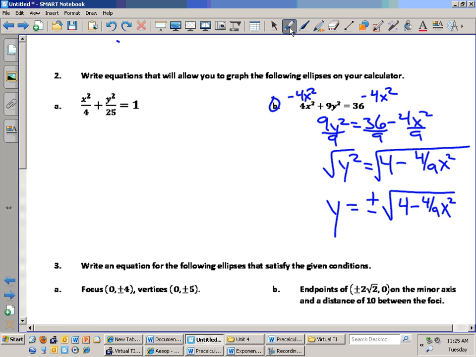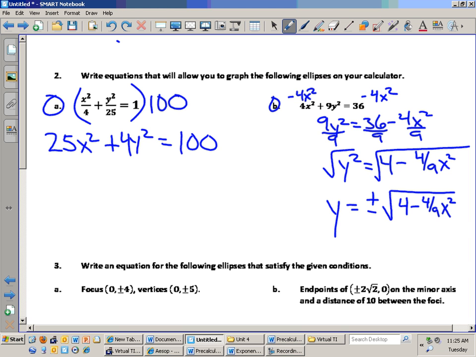Okay. Question. A. Before I solve for y squared, or for y, what should I do first? Multiply everything through by 100. Very good. Let's multiply everything through by 100. So I get 100x squared over 4, which is 25x squared, plus 4y squared equals 100. And now we just go about that process again. Minus 25x squared.